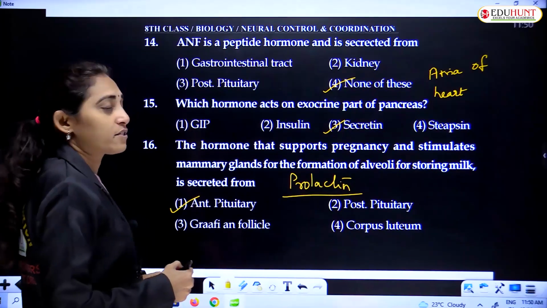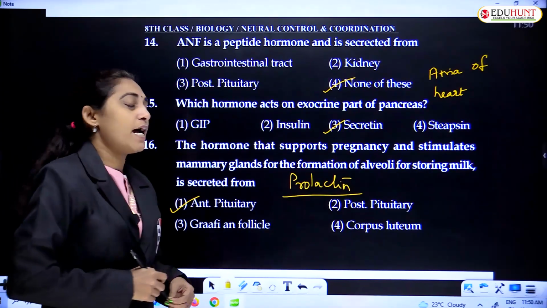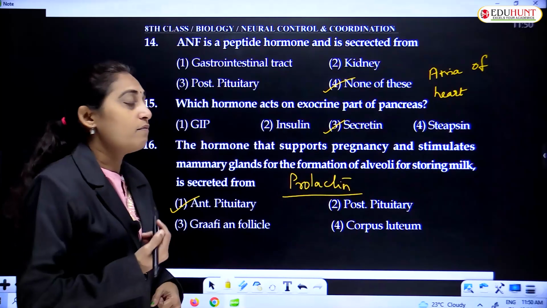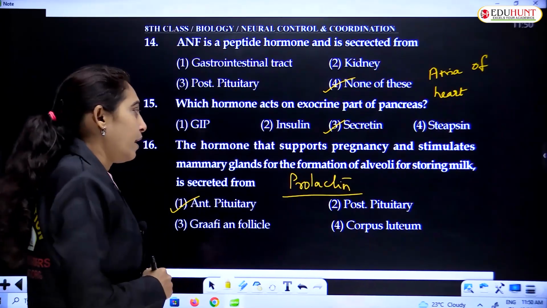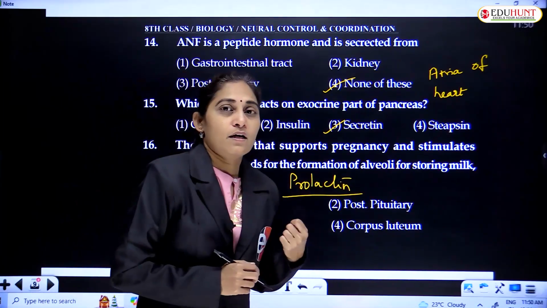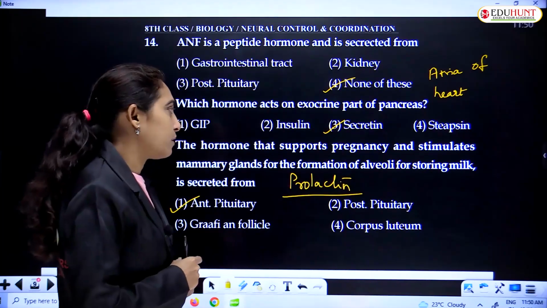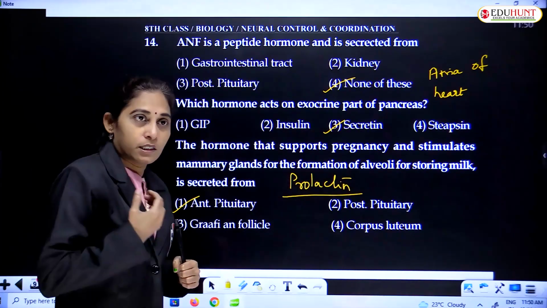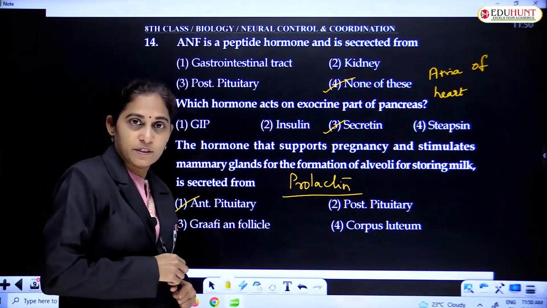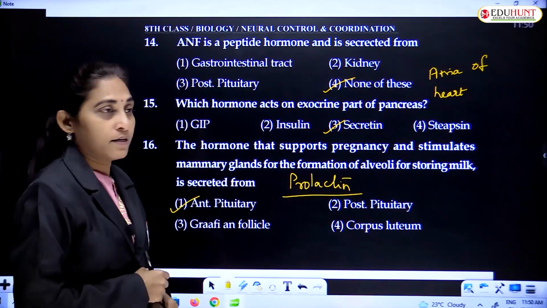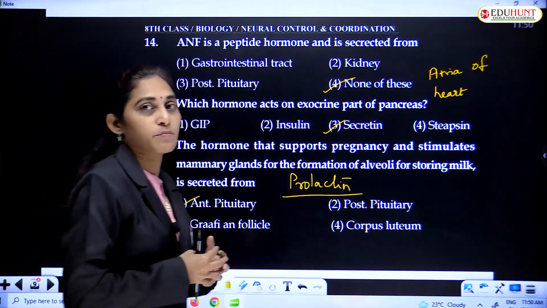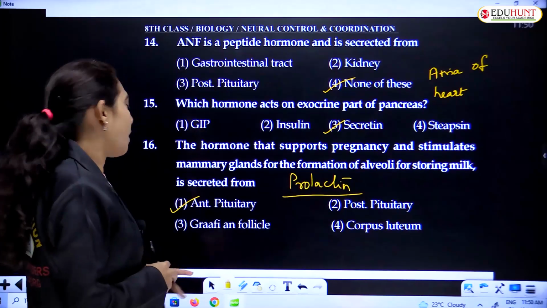which supports pregnancy and stimulates mammary glands for the formation of alveoli for storing milk. And for release of this milk, oxytocin is another hormone that is produced by the posterior pituitary gland, that is responsible for secretion of milk from the mammary glands.